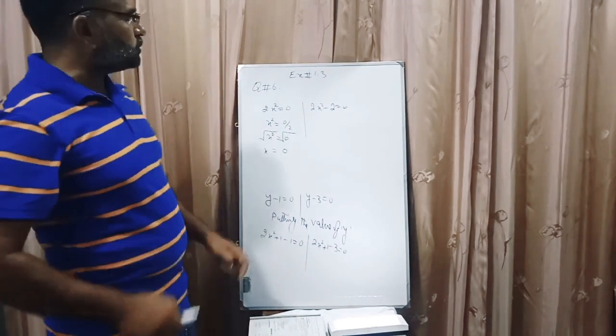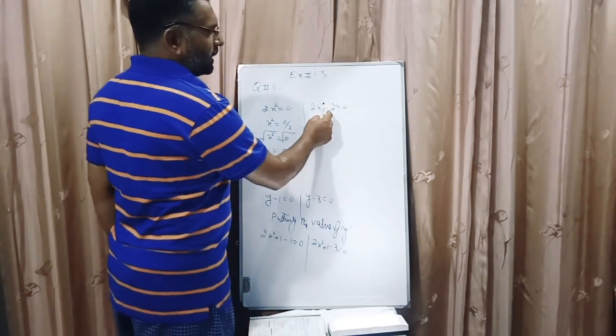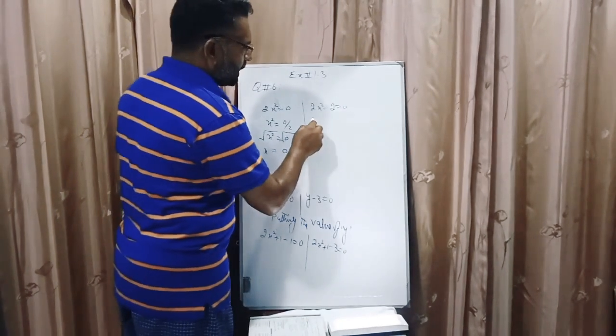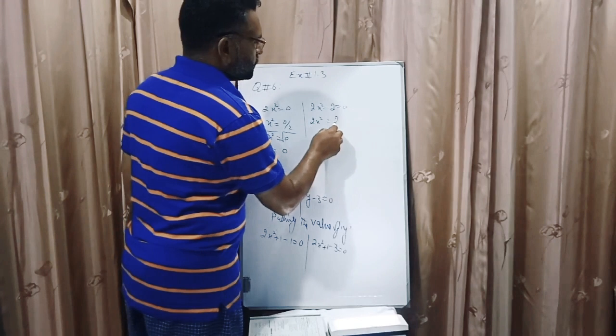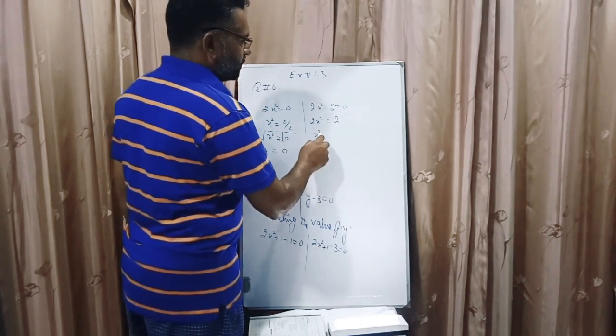0 is a neutral number, so we can't put plus minus sign with 0. And in the second part, this 2 is minus. When we transfer it to the other side, it will become plus, and I will write 2x square is equal to 2. This 2 is multiplying on the left side. When I transfer it to the other side, it will divide.